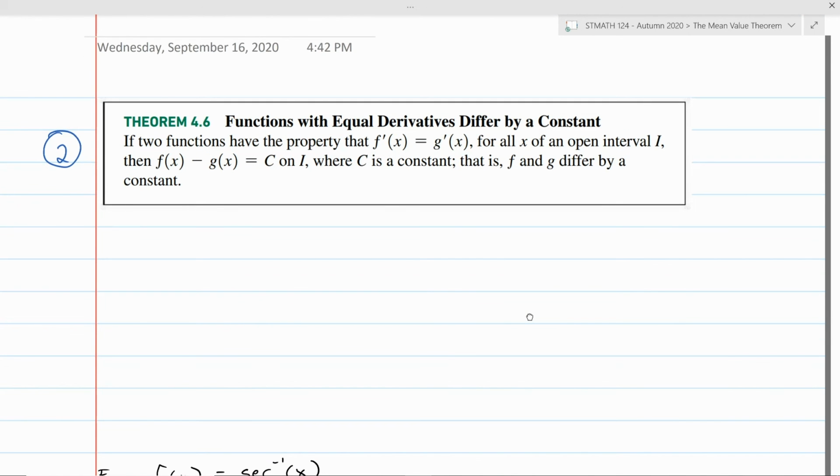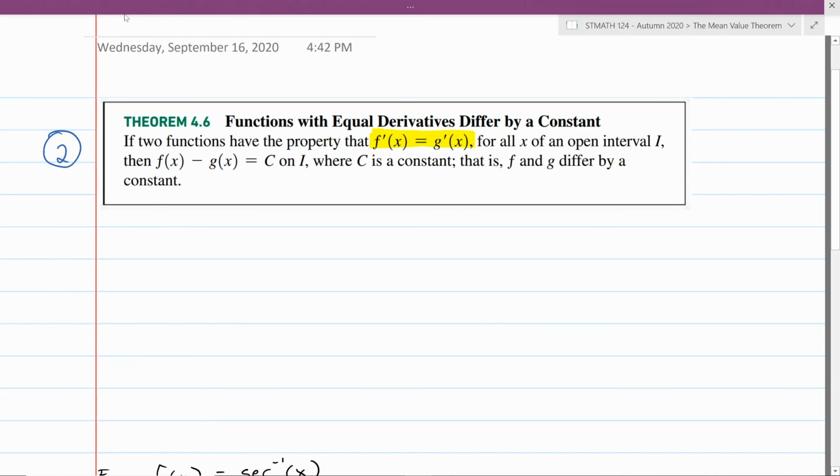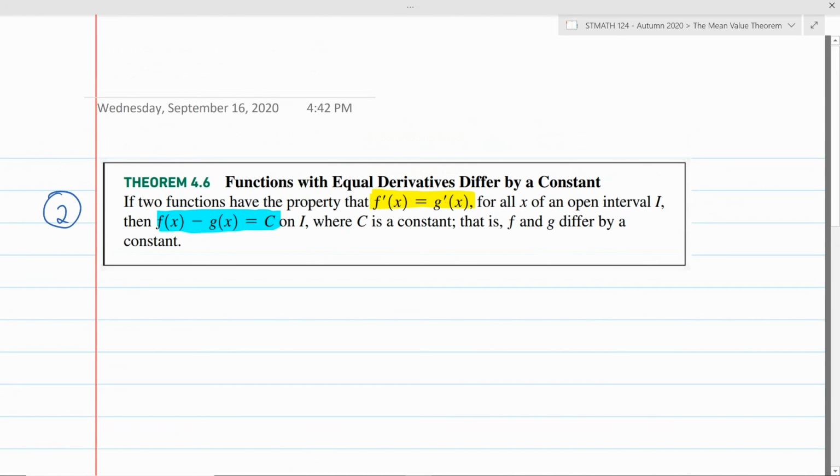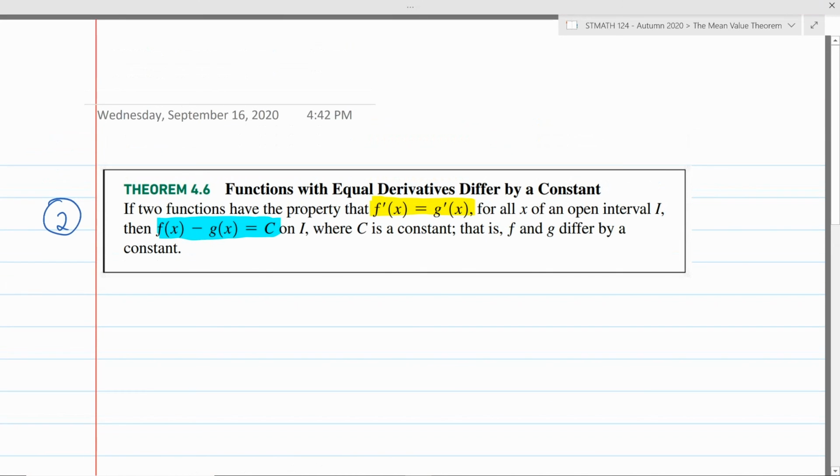And the next theorem is closely related to the previous theorem. It just says that when you have two functions that have the same derivative, then those two functions can't be very much different. So if your functions have the same derivative, it doesn't mean that the two functions are exactly the same, but they're going to have to be within a constant of one another. Like the difference between them has to be a constant.